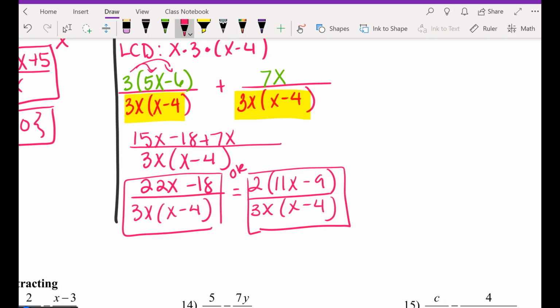Then I need to write the restrictions. X can never, ever, ever be what? 0 and positive 4, because those are both on the denominator. Would you guys agree? I'm going to hold that up so you can copy it.